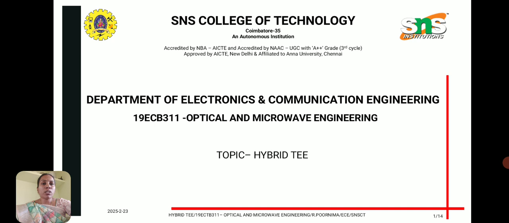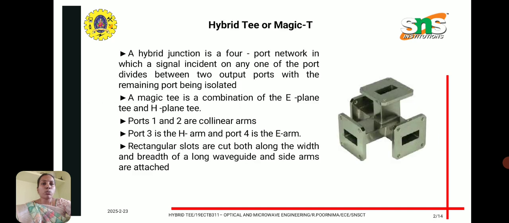In this lecture, we are going to discuss the hybrid T. Hybrid T is also known as magic T. It is a four-port network in which a signal incident on any one of the ports divides between two output ports, with the remaining fourth port being an isolated port. It is the combination of both the E-plane T and the H-plane T.